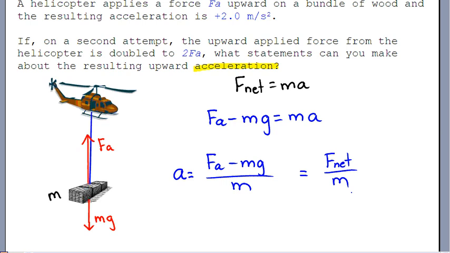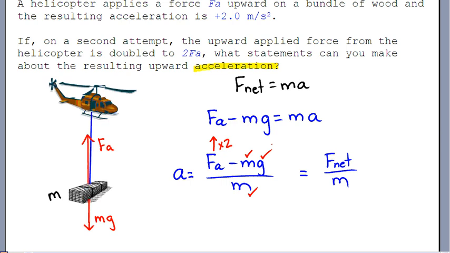Okay, time to play checks and arrows. So what do we know? We know that the FA in trial number 2 will be better than before. They've said it'll actually be twice as good as it was before. Great. The mass, that doesn't change. Same mass. I'm assuming we're on the same planet, so that doesn't change.